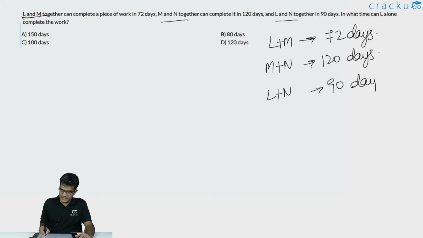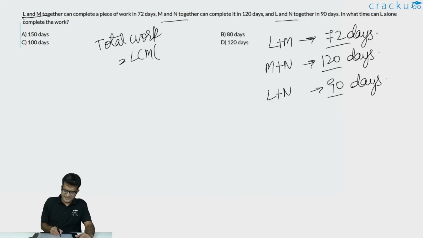In order to get an estimate of the relative efficiency of each of these guys, let us assume that the total work that needs to be done is the LCM of 72, 120 and 90. The reason for this is because it will just make the calculations easy. What is the LCM of 72, 120 and 90? That is equal to 360 units.